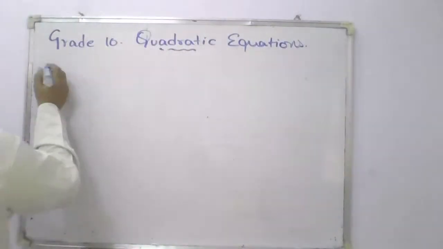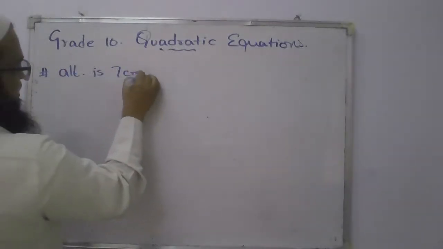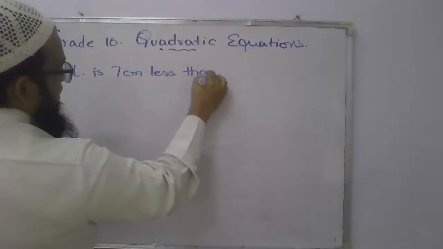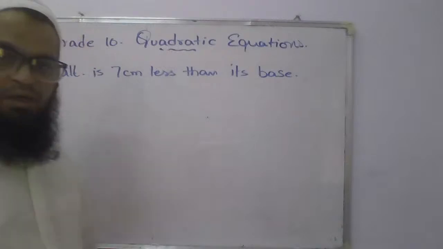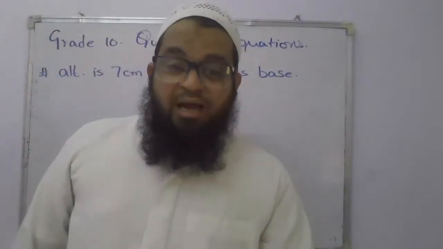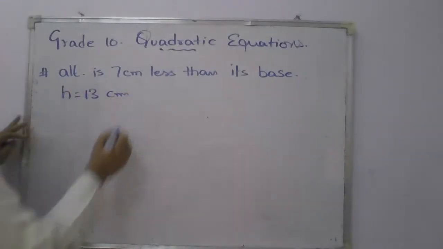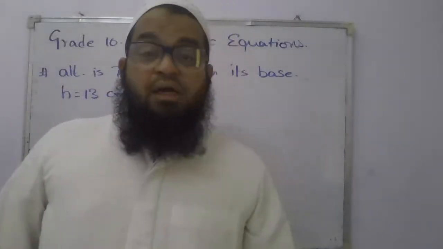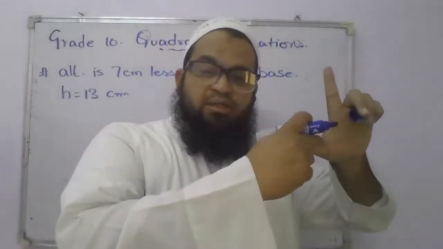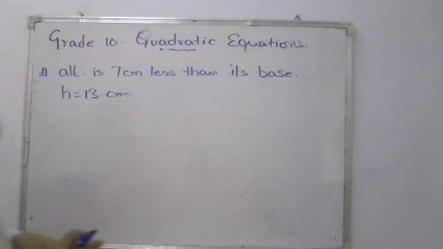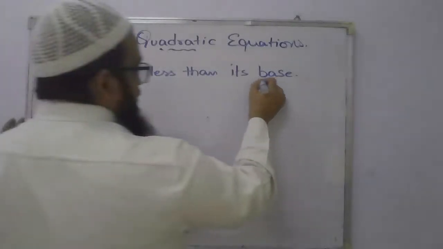So, what is given? Let me write. Altitude is 7 centimeters less than its base. Okay, this is the statement. You write the statement, and after that, they have given hypotenuse is equal to 13 centimeters. Find the other two sides. See, hypotenuse is given. What are the other two sides of a right angle triangle? It is base and, sorry, altitude. So you have to find altitude and also base.